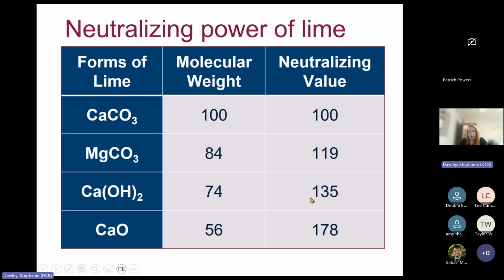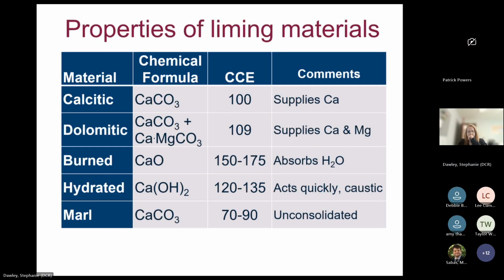CaOH2, which is even greater, so about 1 1/3, and then CaO, which is 178, neutralizing to 100. So it's going up as you increase. They're increasing as you go through these equations or formulas.